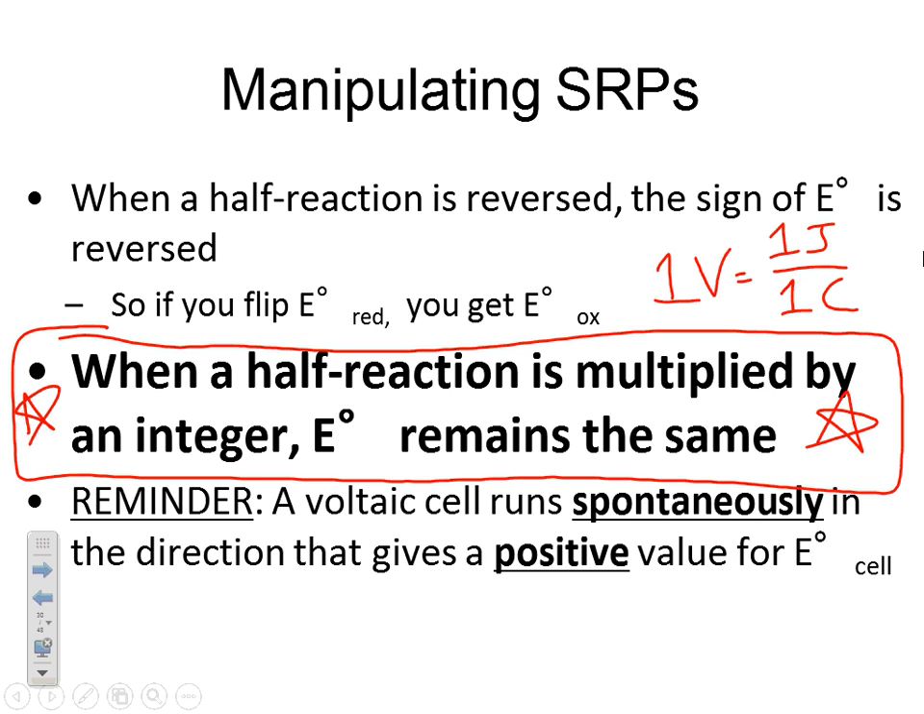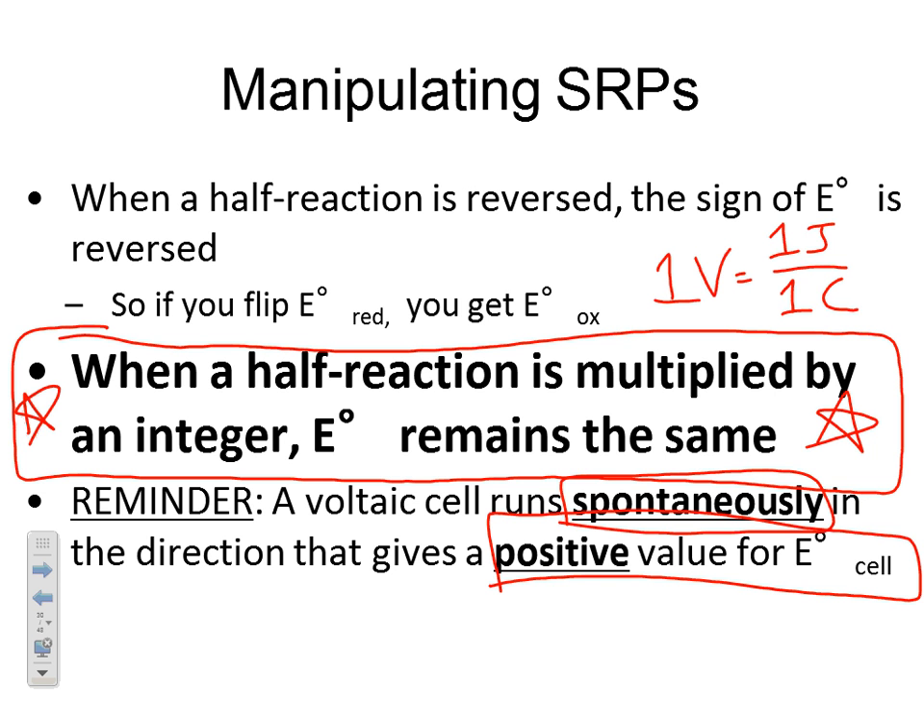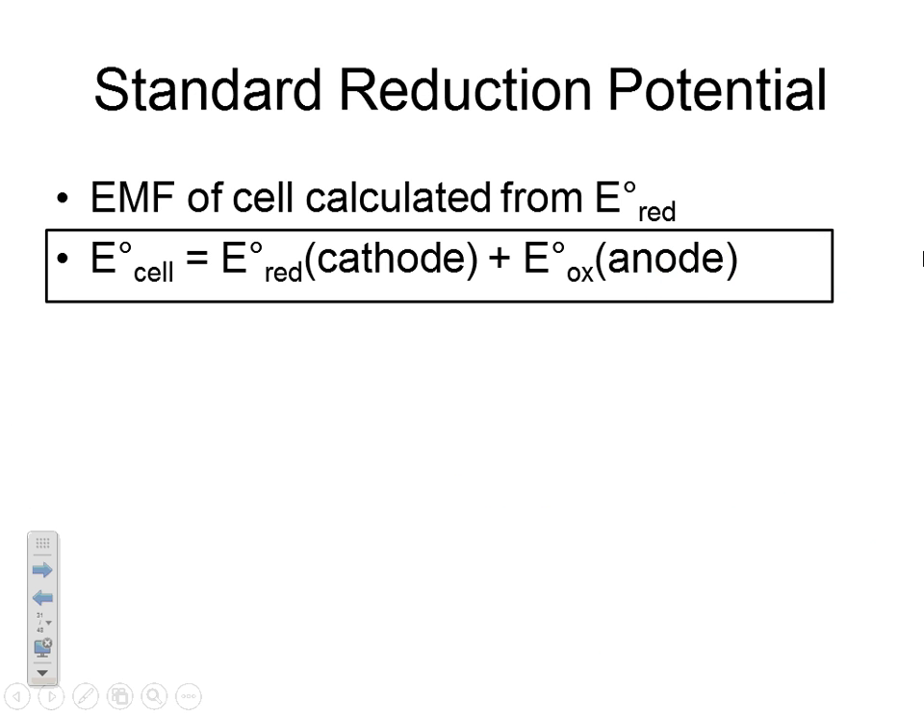And just again, a voltaic cell will run spontaneously in the direction that gives you a positive value for cell potential. So this is also different, right? A spontaneous process now has a positive value for cell potential. We really need to link these two ideas together: the spontaneity of a cell producing voltage, giving us volts. The way that we use standard reduction potentials is to calculate the overall cell potential for a voltaic cell.